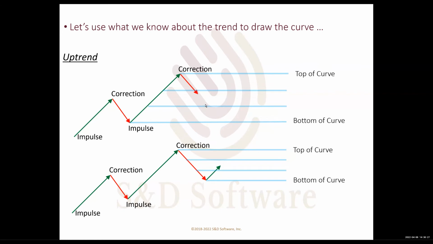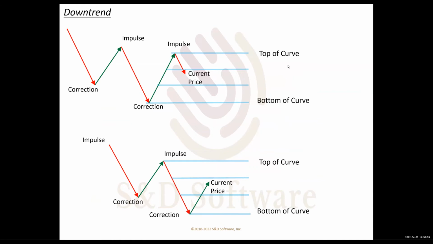So the farther down we go, when we get into this lower part of the curve, the chances of demand holding are higher. And then if we do start an impulse move there, again, we expect to break the top of this curve. And of course, for a downtrend, you just flip the whole thing.